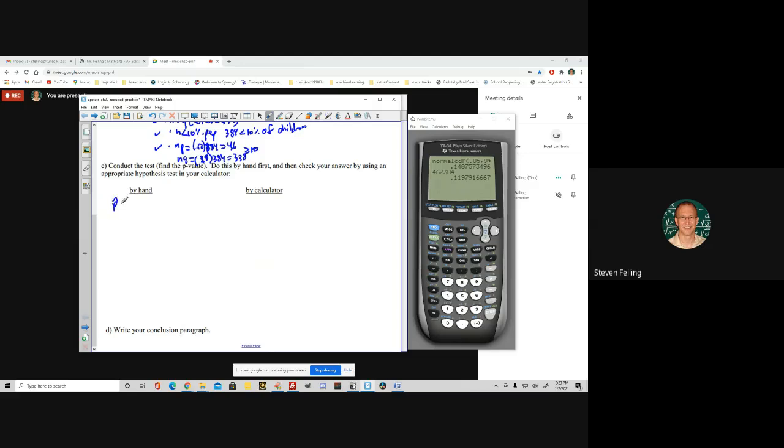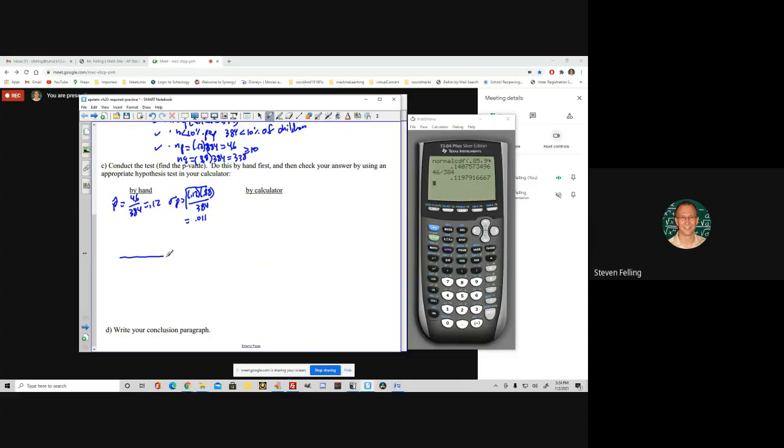So to do it by hand, first of all, I'm going to figure out what the p-hat value is. I think I did this above, but 46 out of 384 is 0.12. And then I'm going to figure out what the standard deviation is. The standard deviation is the square root of p, which is 0.12, times q, which is 0.88, divided by the sample size of 384. And if you plug that in a calculator, you get 0.011.